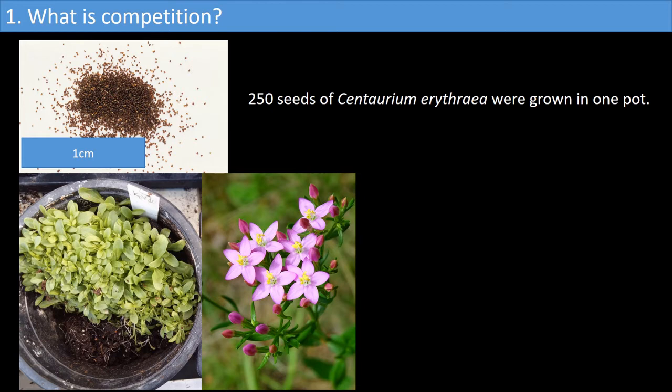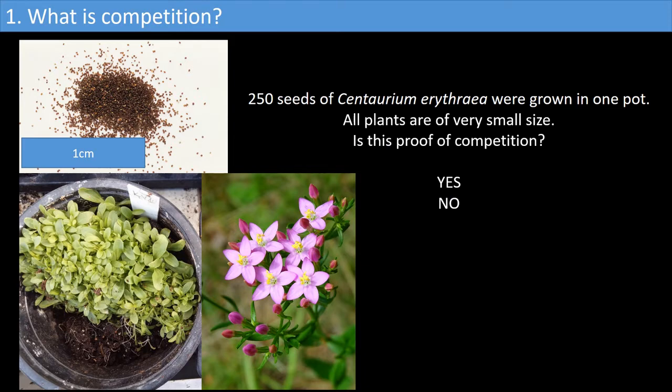So there are plenty of small seedlings. Each pair of leaves here corresponds to a teeny tiny plant and they have all germinated in the same pot. Now, without anything else, just looking at this, can you tell me if this is proof of competition? It's a yes or no question. Yes. Yes? Why? Because only the strongest plants can grow big. Mm-hmm.